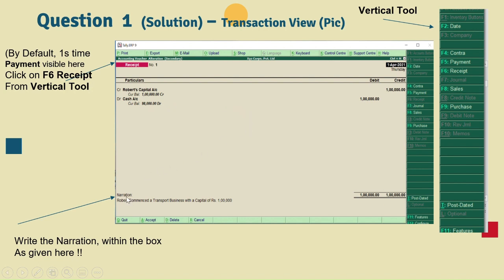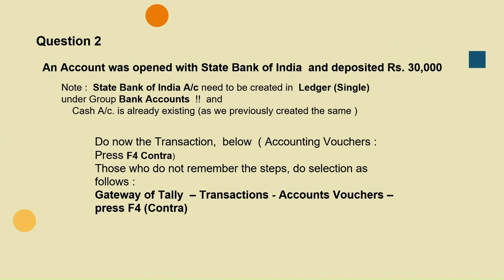And here in this space you have to write the narration. So first entry we have recorded. Next is account was opened with State Bank of India and deposited rupees 30,000.